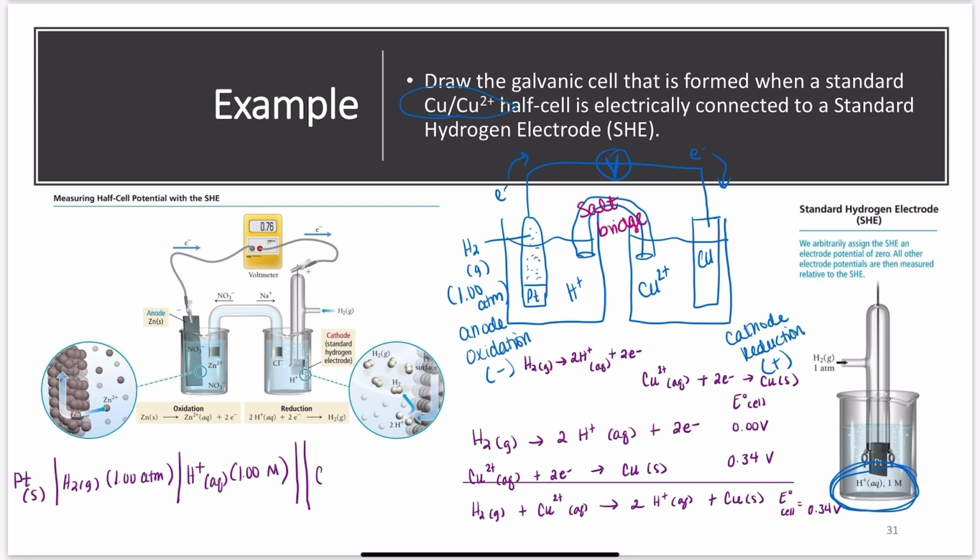I'm just running out of space. Copper 2 plus aqueous. I'm going to say 1 molar. Again, if you don't write a concentration, you are implying 1 molar. And copper solid.